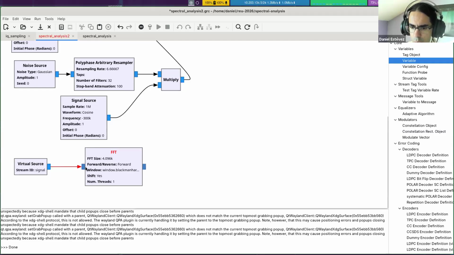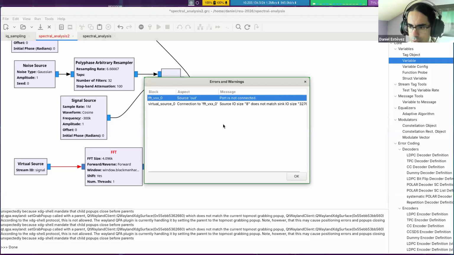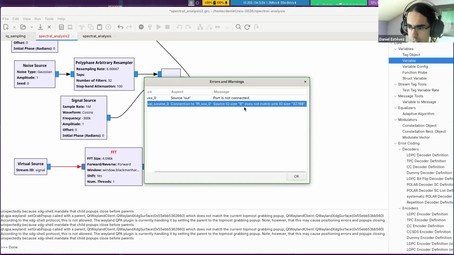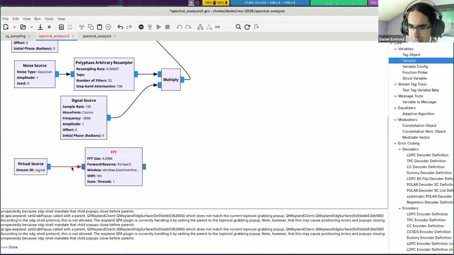And why is that? It has to do with the slightly different colors. If I click in here, it says port is not connected. This is about the output of the FFT. Well, I know that already. But the second message is: source IO size 8 does not match sink IO size 32768. And the reason for this is that the FFT operates on vectors. The FFT needs a whole vector of 4096 points before being able to do anything, whereas these other blocks operate sample by sample. So what we need to do is to take our samples and package them as a vector.